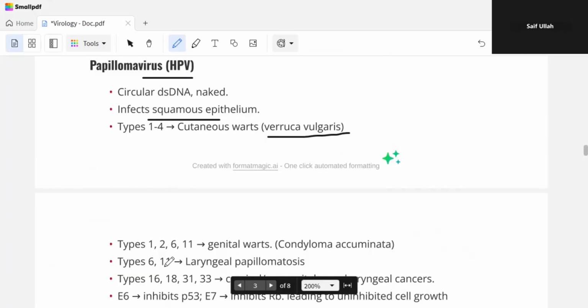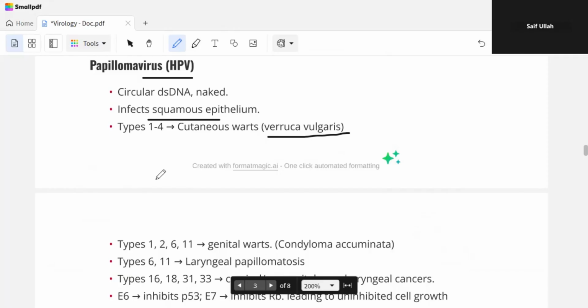Types 6 and 11 are also associated with laryngeal papillomatosis. This laryngeal papillomatosis is also called recurrent respiratory papillomatosis, and it is obviously going to cause respiratory symptoms. So if you know they're talking about HPV because there are warts and they also show you the respiratory symptoms, then most likely this is the diagnosis and these are the viruses causing it.